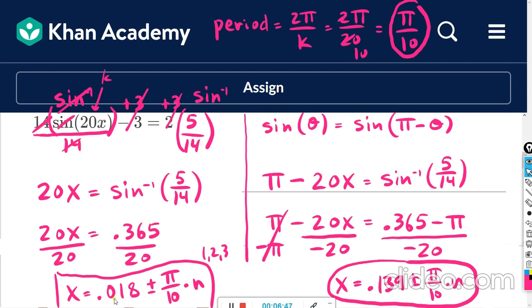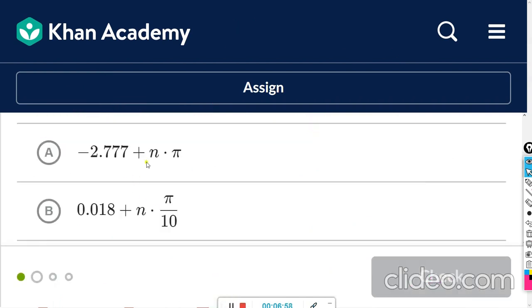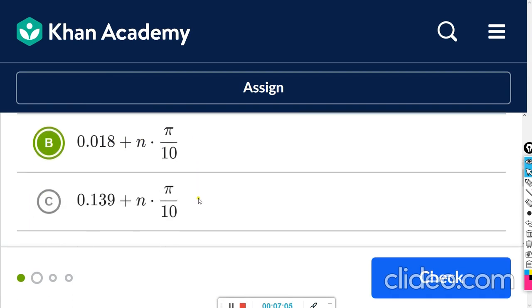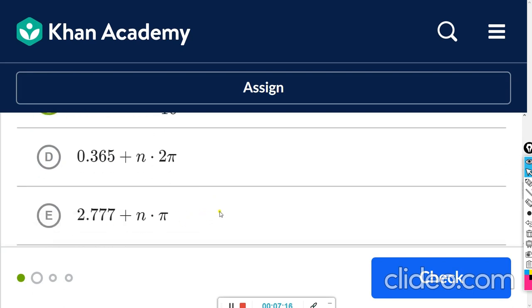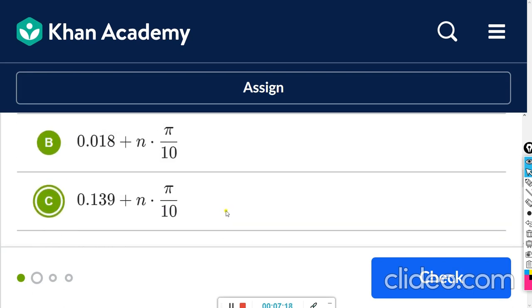So we want to look for the answer with 0.018 and 0.139 and have the correct period as well. Pi over 10 times n. Let's take a look. Okay, answer A is incorrect. Answer B matches what we had. Answer C matches what we had. It has the correct answer and the correct period. This is wrong, and this is wrong. Okay, so that's basically it.